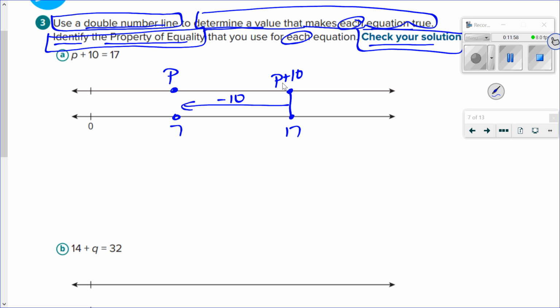So determine the value that makes it true. P equals 7 makes it true. Did I use the double number line? Have I identified the property I used? No. What property did I use? Subtraction property of equality.